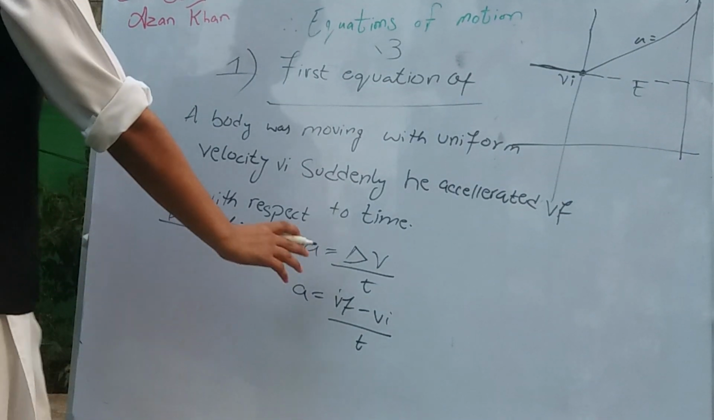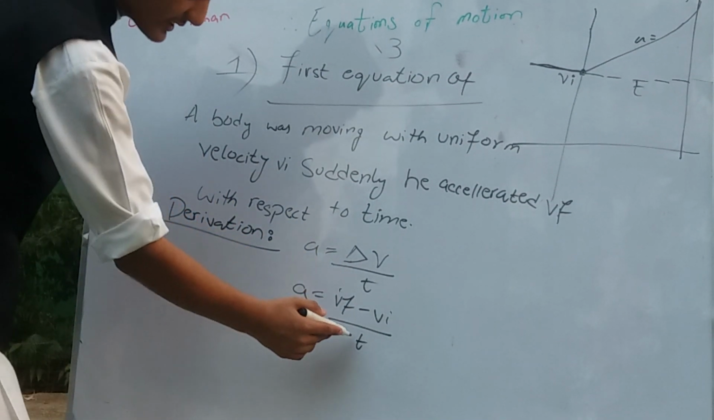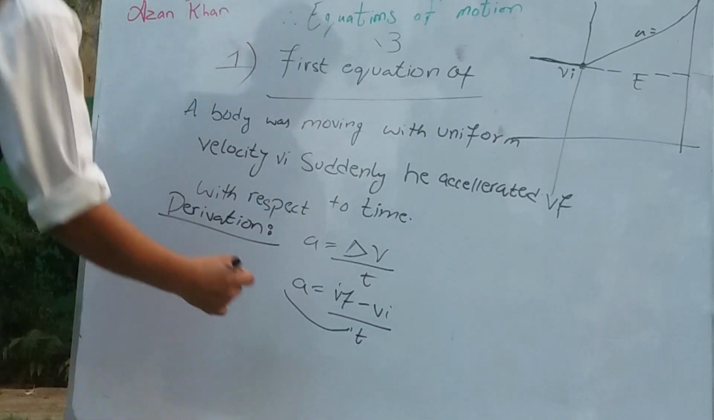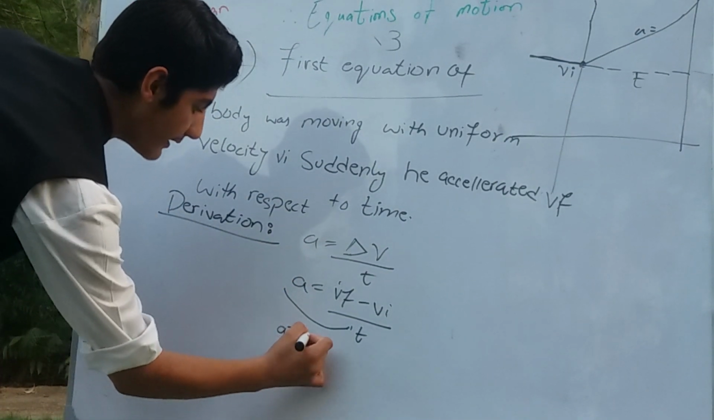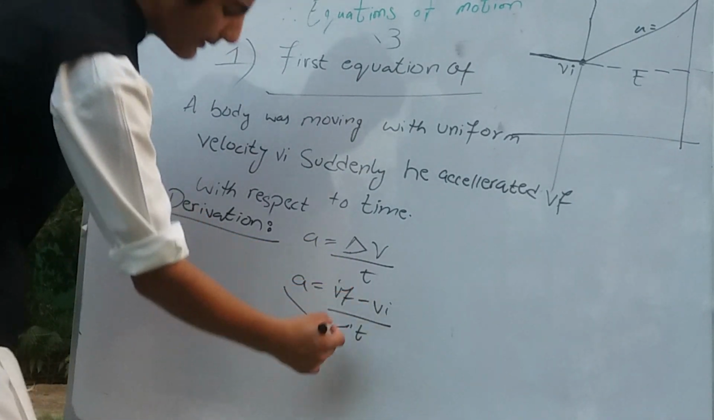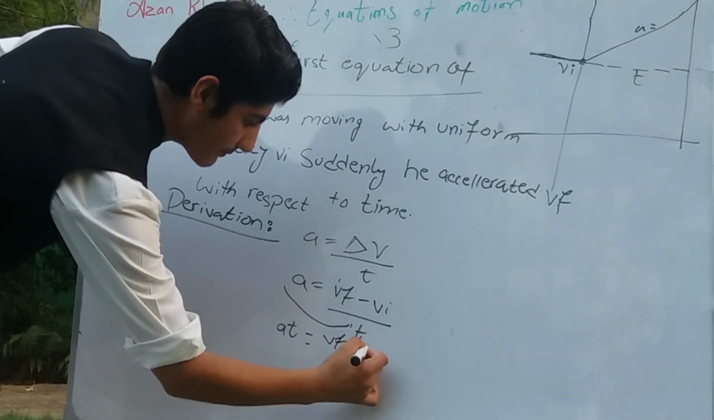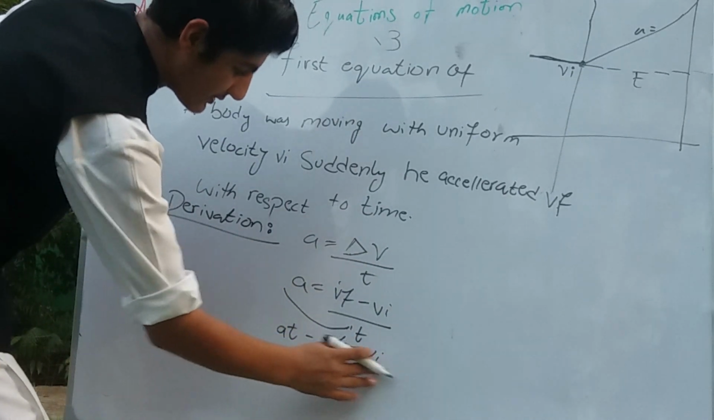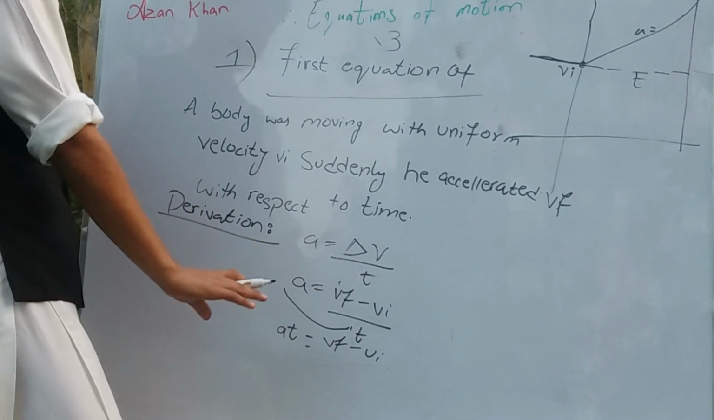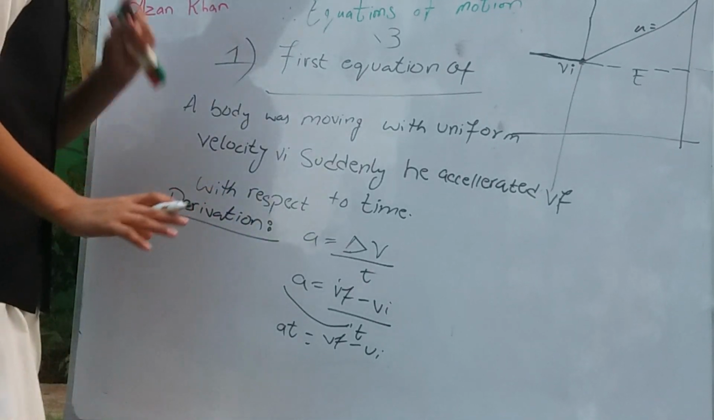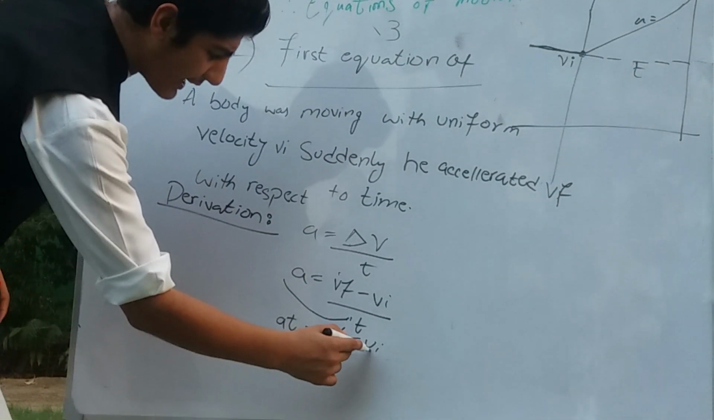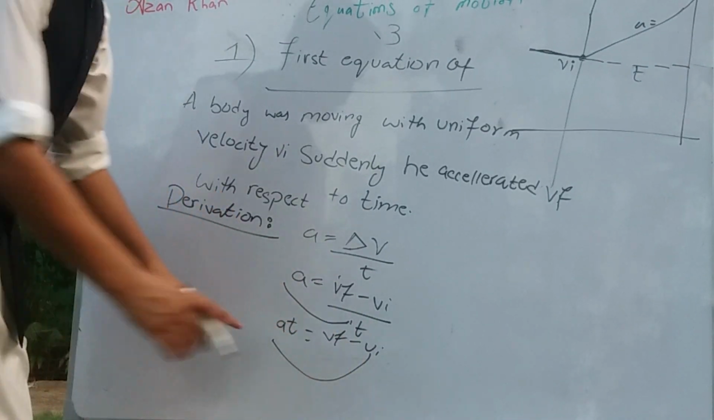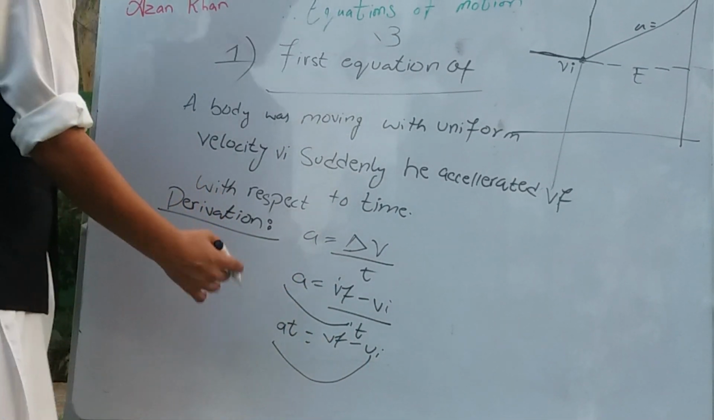So now a is equal to Vf minus Vi. Now we will shift this t right here, so it becomes at. at is equal to Vf minus Vi. Now this is the point. We will shift this Vi right here. Vi is in minus, so if we shift it right here, it will be plus.